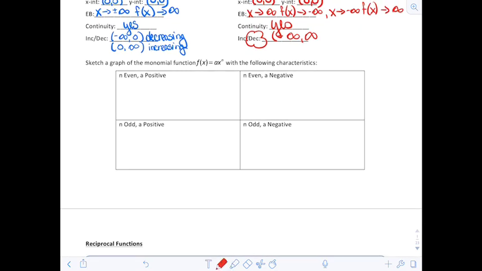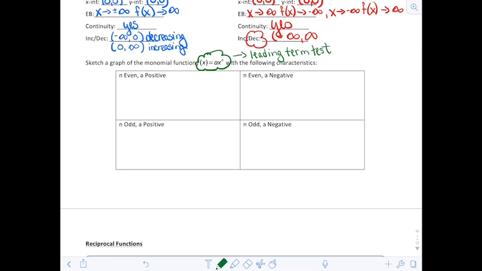Okay, now those were a couple of specific graphs, but now we're going to summarize this, and this may look very familiar to something you did in Algebra 2. And we also talked about this a little bit in the first chapter. So we're going to sketch a graph of the monomial function f of x equals ax to the n with the following characteristics. So we're going to break this down when n is either even or odd and a is either positive or negative. And you may remember this as the leading term test. So if that rings a bell, this is going to be very familiar.